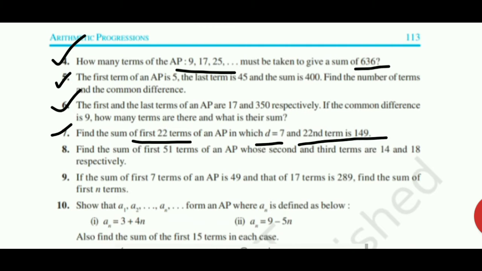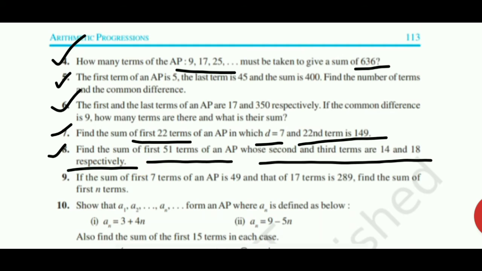Next. Eighth one. Find the sum of first 51 terms of an AP whose second and third terms are 14 and 18 respectively. So they have given second term and third term. We need to find the sum of first 51 terms of an AP.